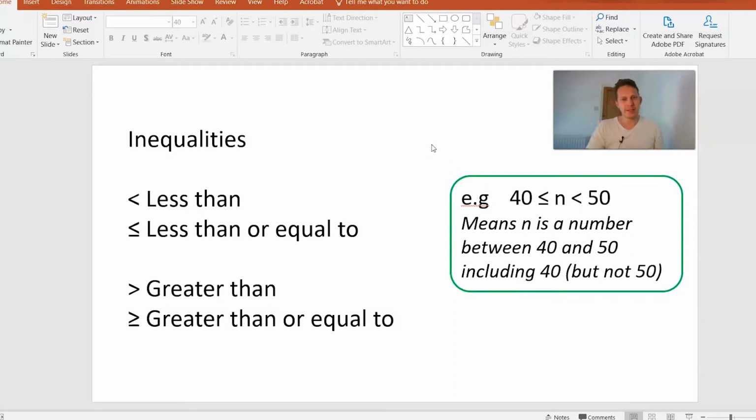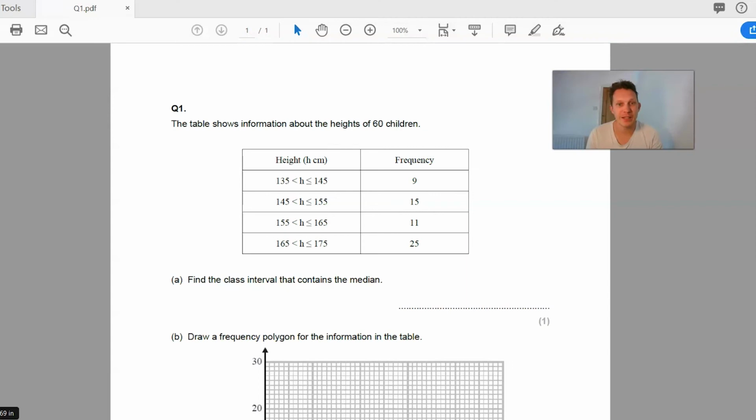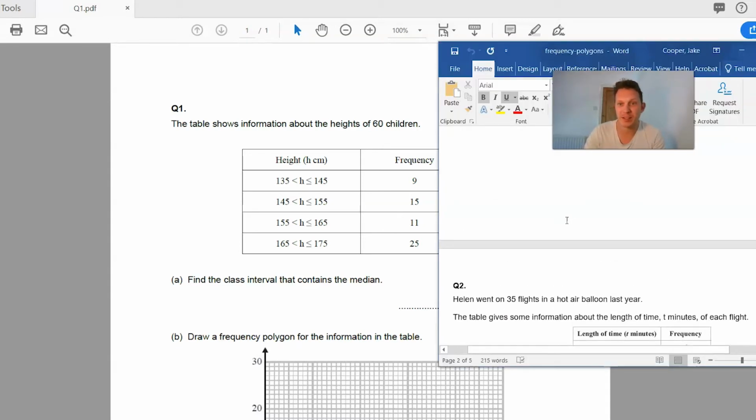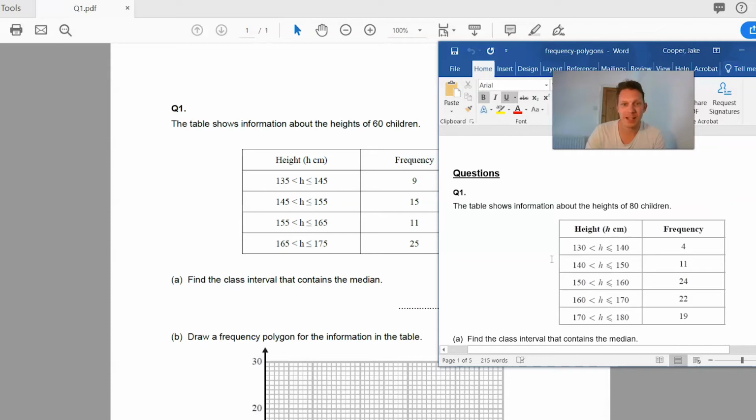So that's inequalities. Now, the reason that we need to know those is that in the GCSE exam questions, frequency tables often come with a question about working out the average based on the table as well. Let's move straight on to an exam question because it's going to be the easiest place to see what we're up against. Here we've got a pretty standard exam question to do with frequency tables and polygons. You'll note that the questions that I've attached just underneath the video, the first one is nearly exactly the same as this.